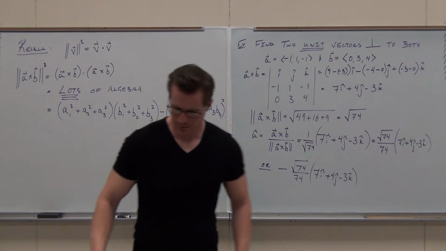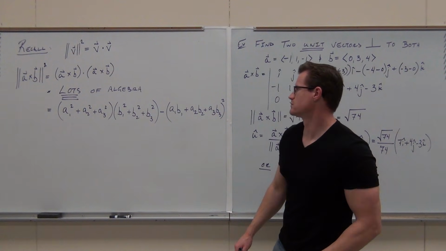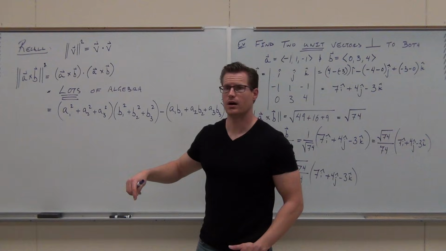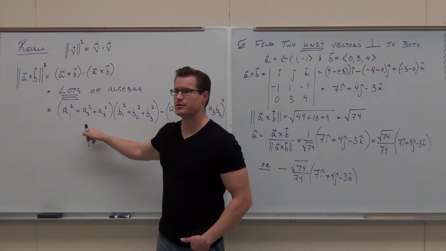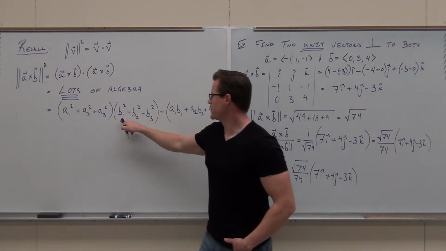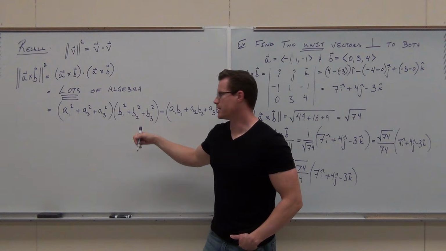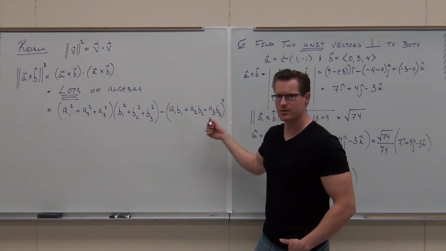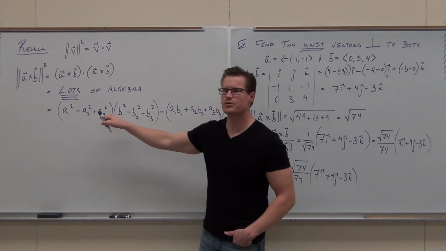a1, a2, a3 all squared and added. Oh my gosh. Does that look familiar to you? It should. b1, b2, b3 all squared and added. And then we get this a1 b1, a2 b2, a3 b3, and we're going to see what that is. But these ones should look pretty familiar.